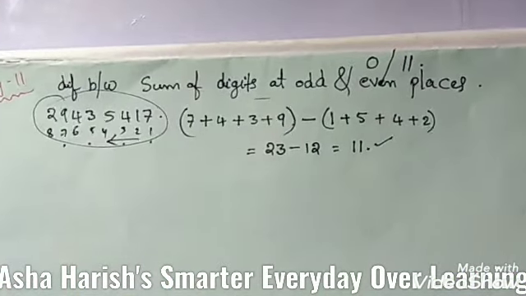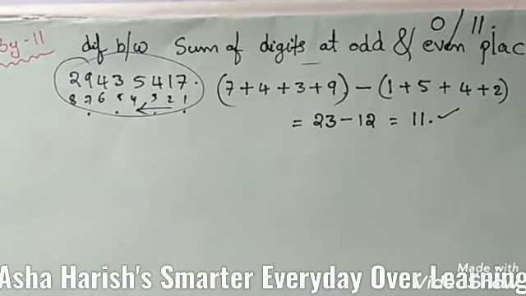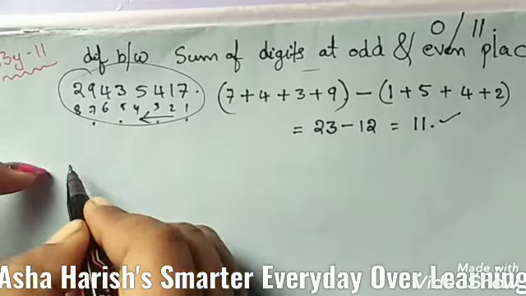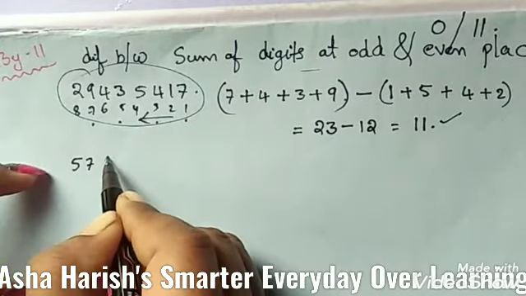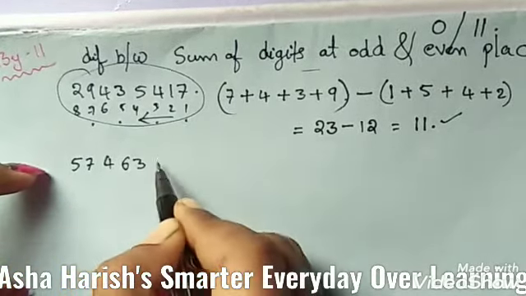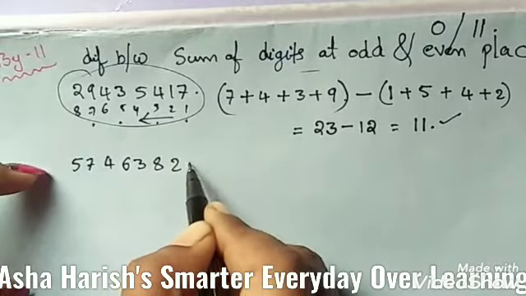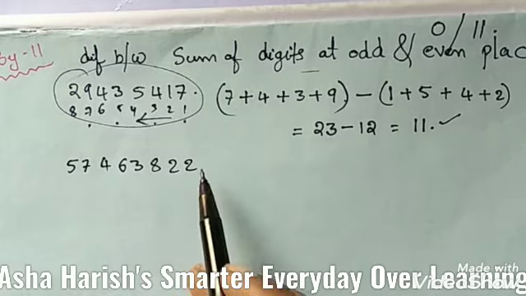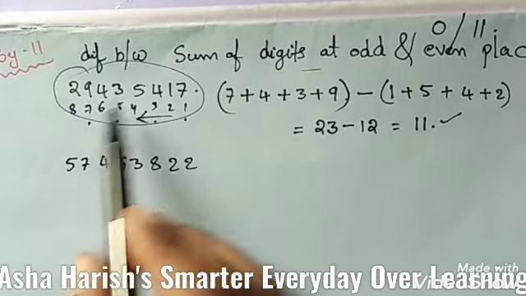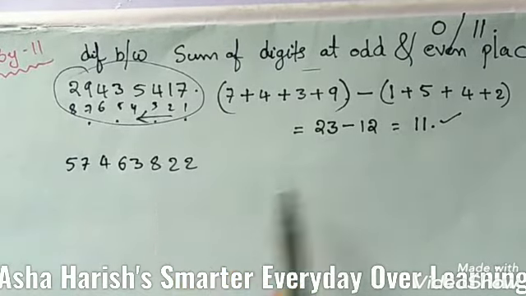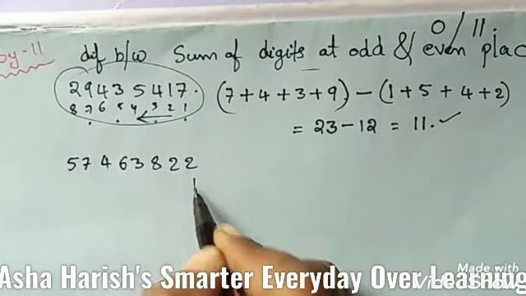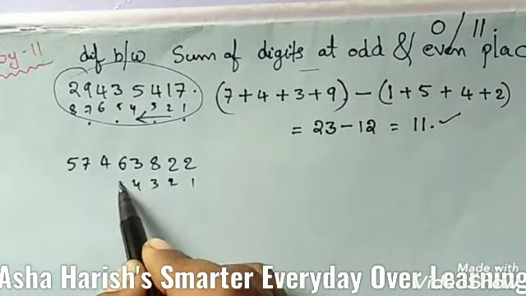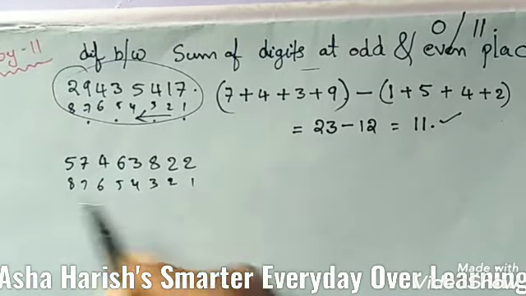Okay. Right. Let us go for the next example. Which number is not divisible by 11? That also let us see now. Consider the number 57463822. Here also you can see sum of its digits at odd places and even places. So just like above, you can give the numbering to them, from first to eighth place.